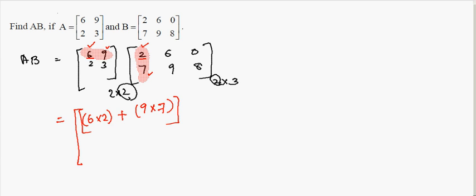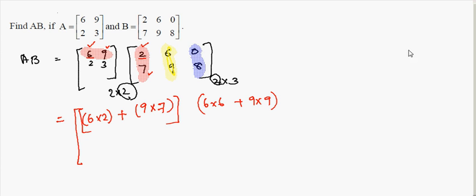Similarly, multiply the first row with the second column, which will be written in the second column. So it will be 6 into 6 plus 9 into 9. For the third column, you multiply the first row with the third column and write it in the third column. So here you will have 6 into 0 plus 9 into 8. Here we complete the first row.